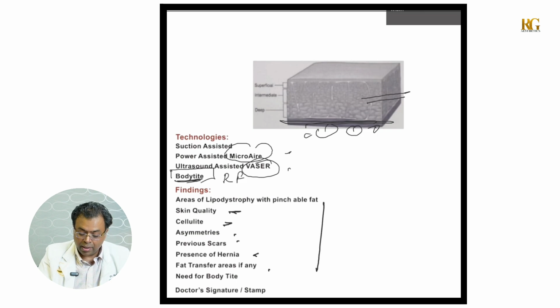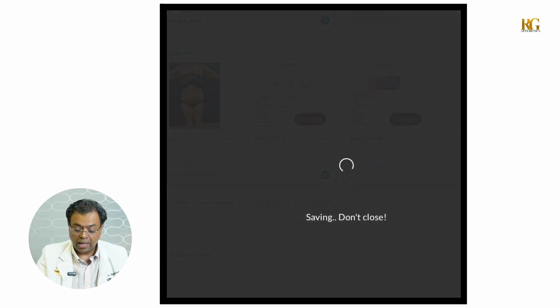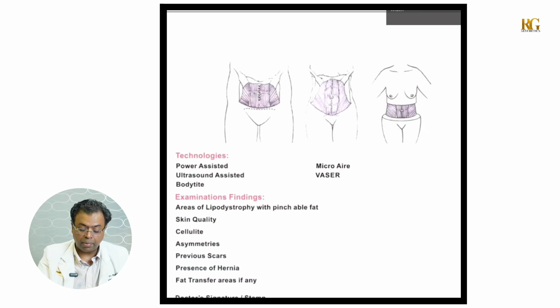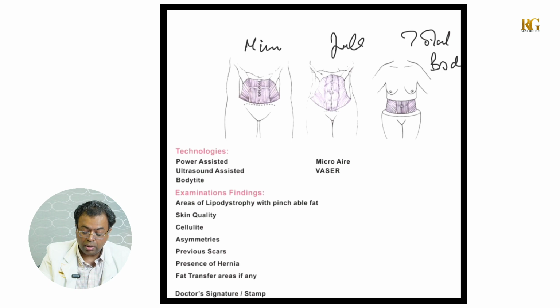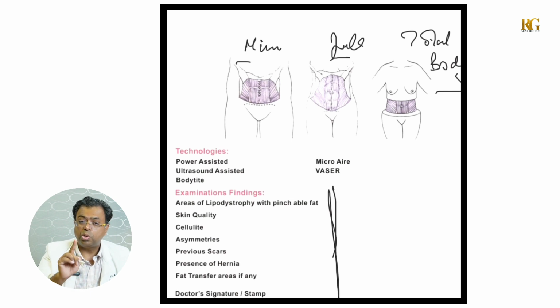Once that is noted, a treatment plan is made. At the same time, if a patient needs an abdominoplasty, we assess them and do markings for the abdominoplasty, whether they need a mini tuck, a full tummy tuck, or a total body lift. All that is mentioned on their prescription depending upon their examination findings. So it's not just come here, do liposuction, go. It's planning. Unless you plan, you don't get the desired results.